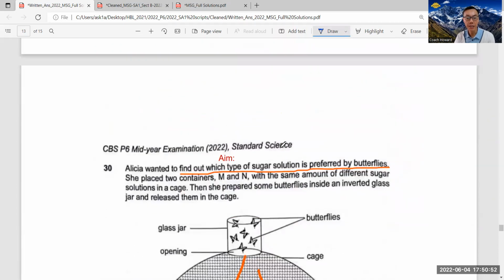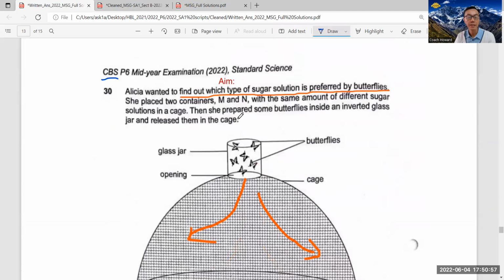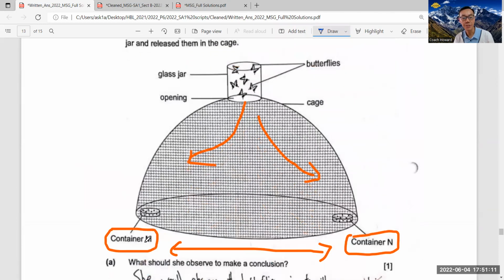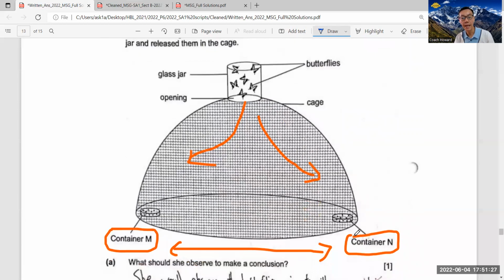Okay, now you look at another one. This is another school, Christian Brothers School, this year's exam. Okay, can you underline this part, the aim? Alicia wanted to find out which type of sugar solution is preferred by the butterflies. She placed 2 containers M and N, which is this one, M and N here, with same amount of different sugar in a cage. She then prepared some butterflies inside an inverted glass jar and released them in the cage. So the butterfly will actually either fly to M or to N to feed on the sugar solution.